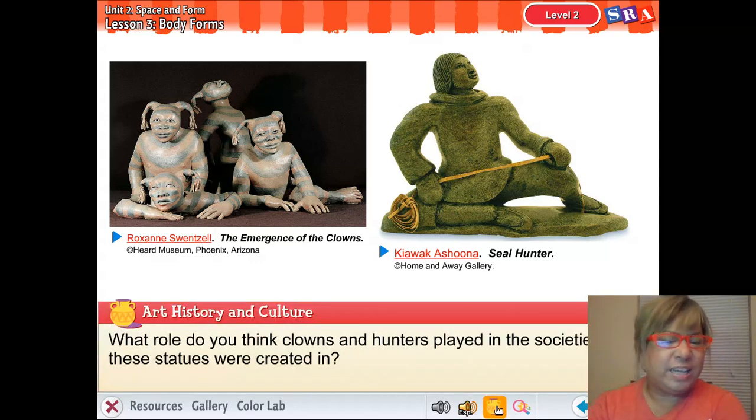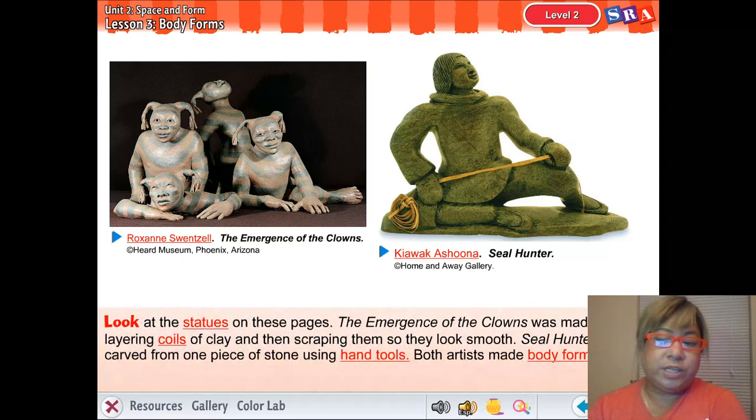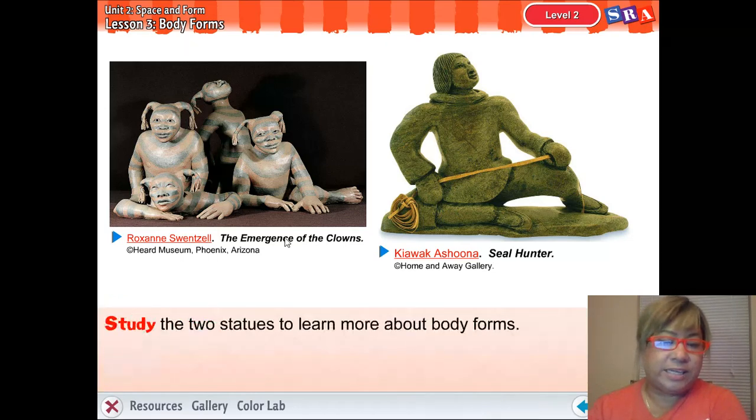What role do you think clowns and hunters played in the societies that these statues were created in? Look closely at the people that you see every day and around you. Every person has a different body form. You can describe some of the forms using art terms. So let's go ahead and look at the statues. We're going to study the statues to learn a little bit more about body forms.